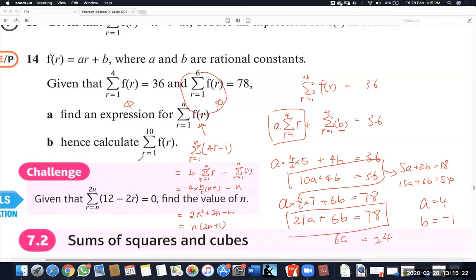I hope it is the speed that you can do in the exam. So for part B, just let n be 10. So 10 times 2 times 10 plus 1.